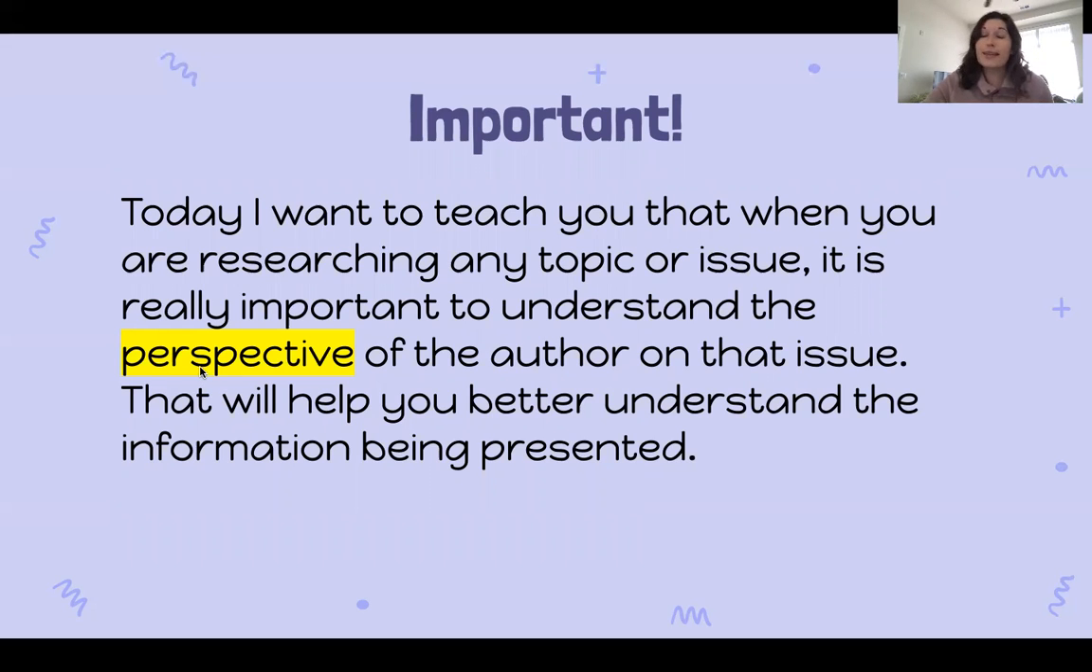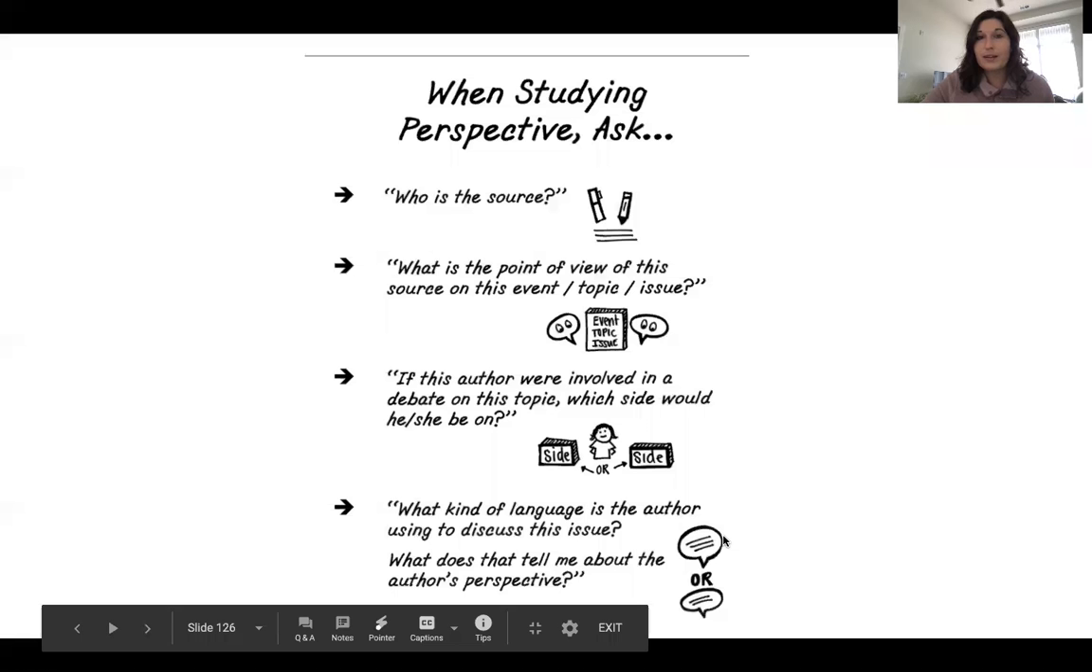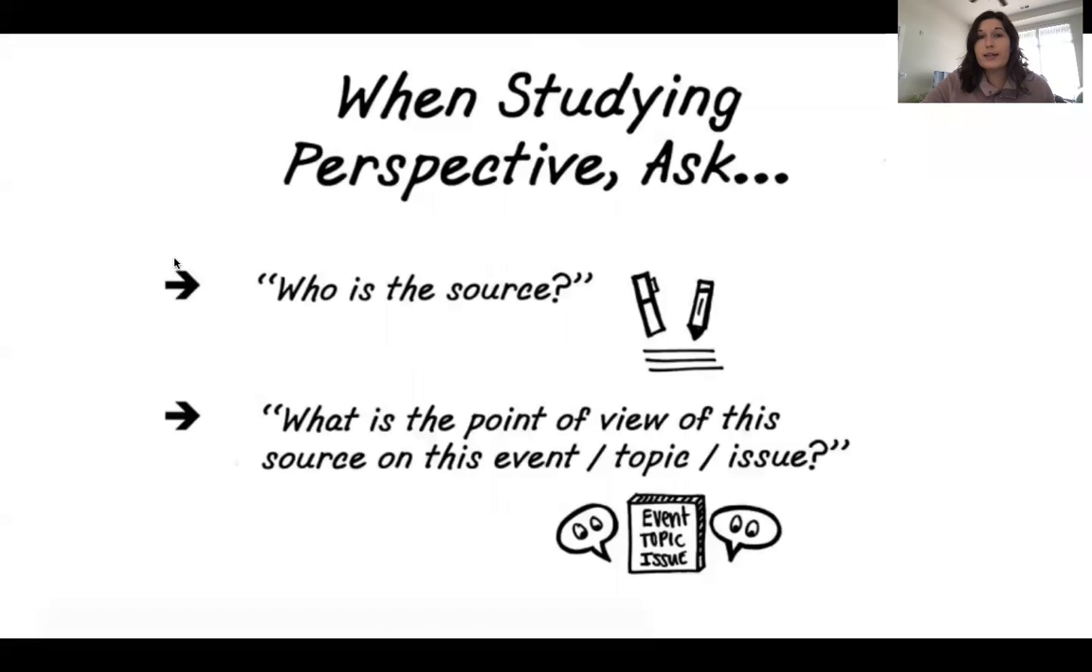So you need to take that into account when you're writing down notes, that the author has a certain point of view, a certain opinion on this issue. That is their perspective. So when we're studying perspective, we can ask these 4 different questions. We can ask, who is the source? That means, who is writing this?